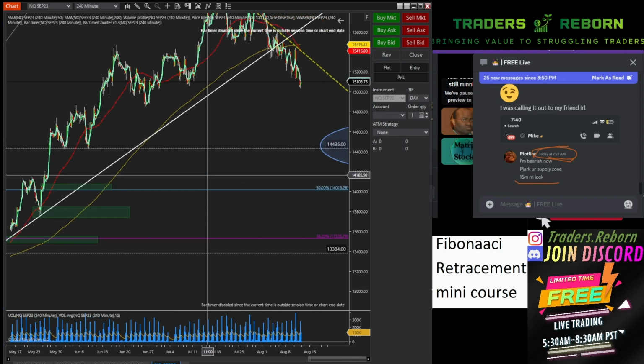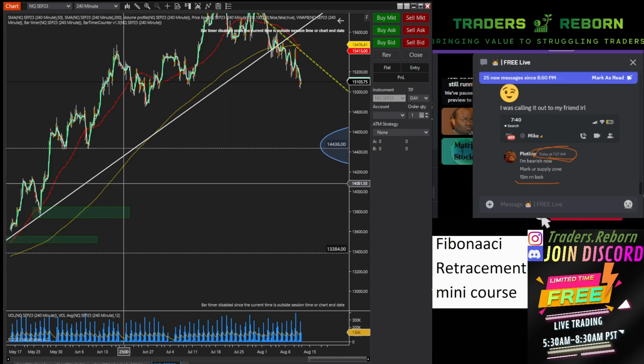Okay, so we're now gonna go down to the lower time frames. Okay, let's go to the lower time frame and check these fibs out.